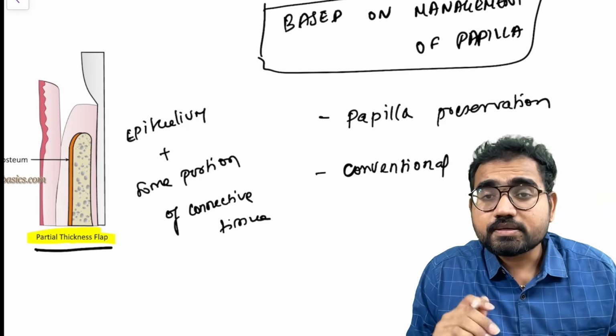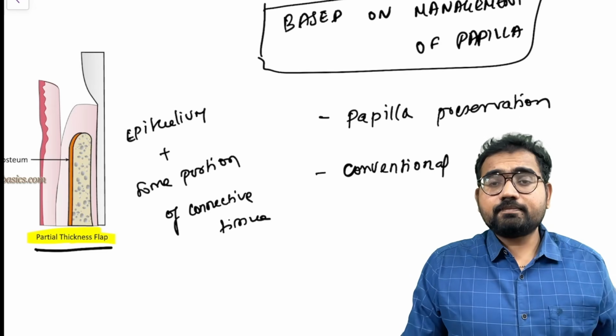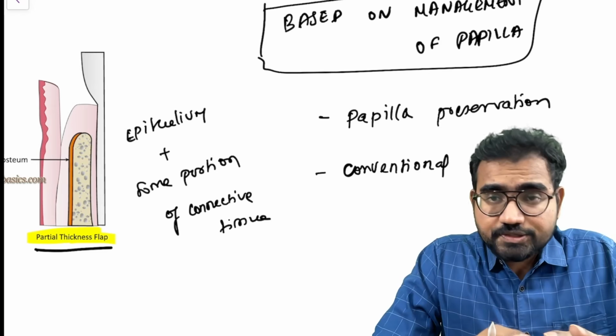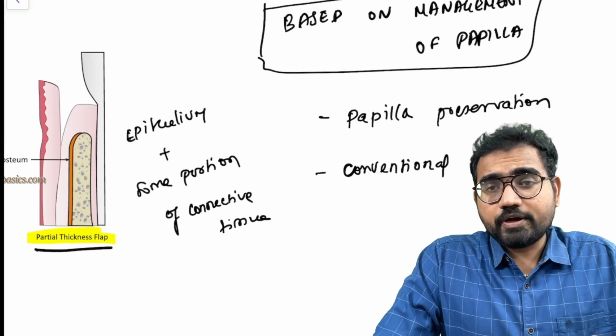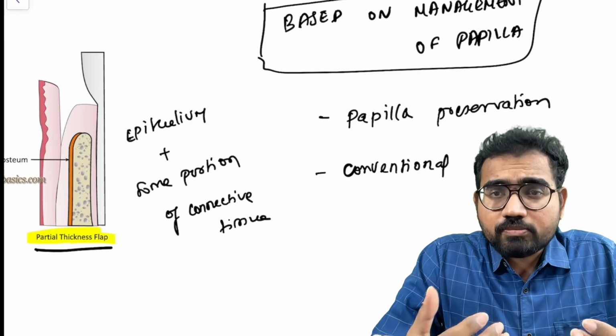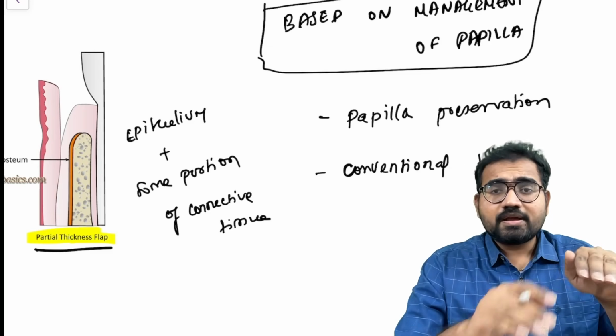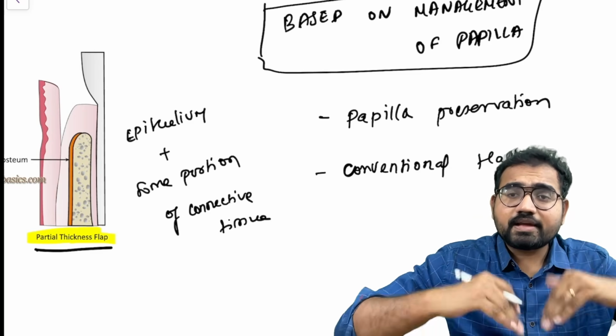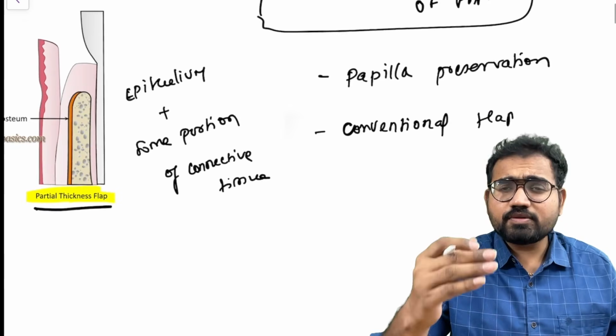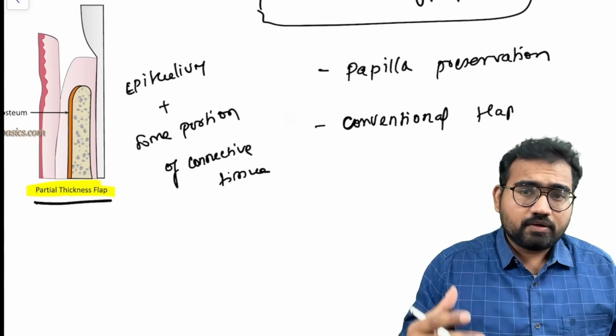Next one will be the conventional flap surgery, where I'm going to give incision. Okay, and I'm going to elevate the flap in a very normal way. I'm not going to preserve the papilla. I'll give circular incision, I'll give interdental incision, and I'll reflect the flap. We'll see all the incisions in the upcoming slides.